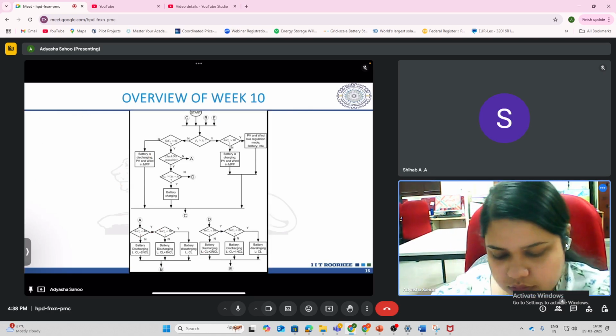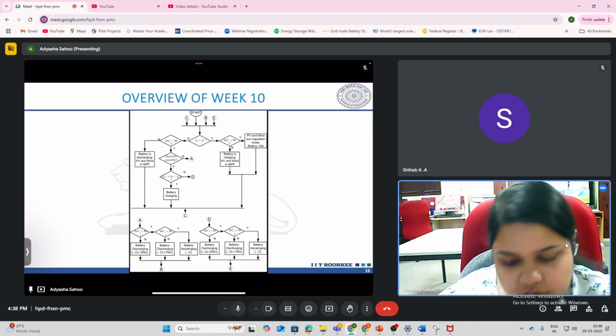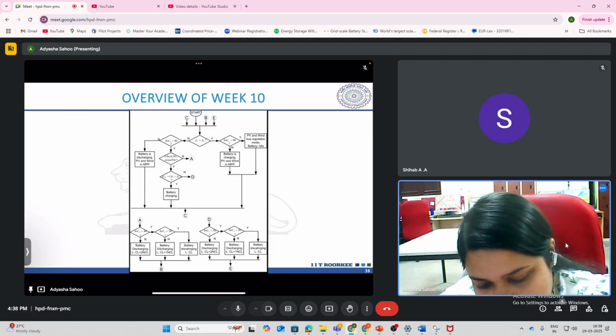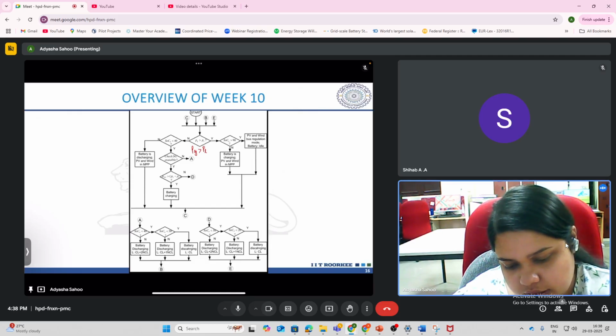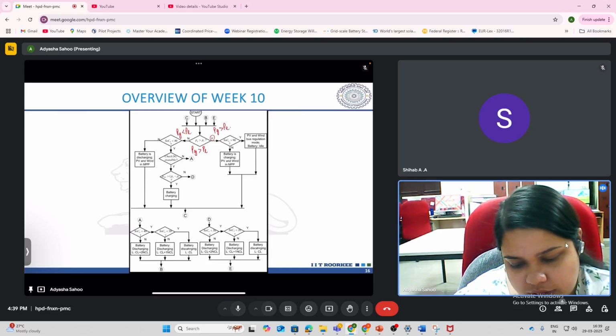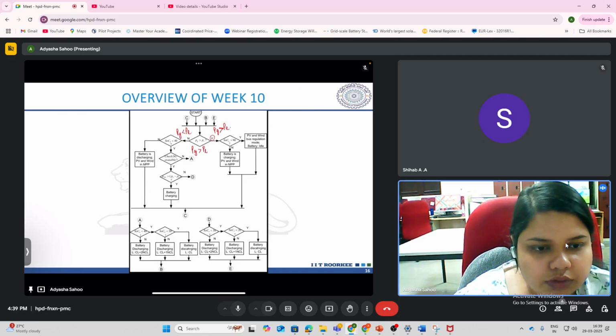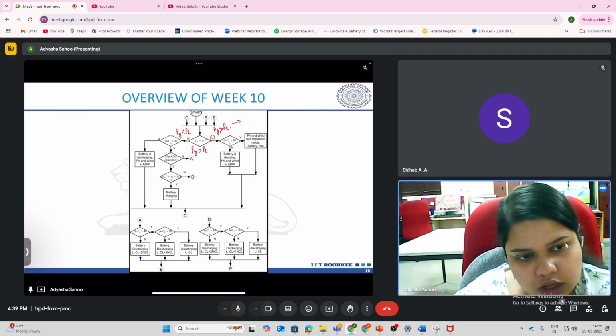Here what we do, first we check whether PG is greater than P load. Now if it is yes, that means you have excess generation. On this side PG is greater than PL, on this side PG is less than PL. Now if you have excess generation, what you would like to do is charge your battery with the excess generation.